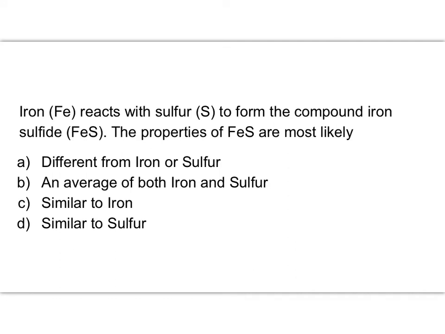If iron reacts with sulfur to form a compound, what are the properties of that compound? The properties of a compound are typically different from the compound's components. So iron has certain properties and sulfur has certain properties when they're on their own. When they combine to form iron sulfide, the compound FeS, the properties of that compound are going to be different from either element on its own. And that's true of compounds in general.